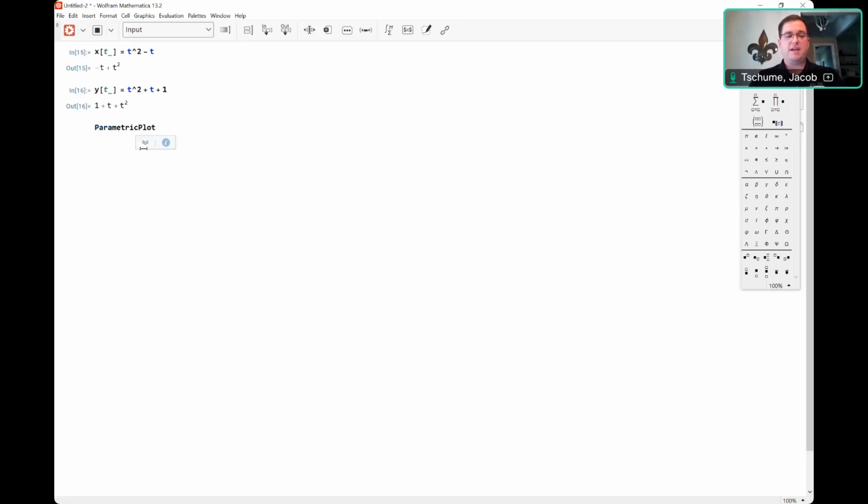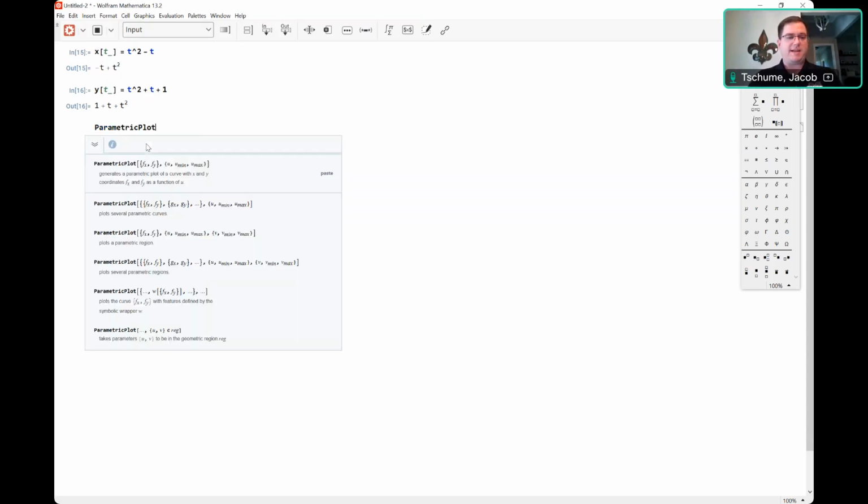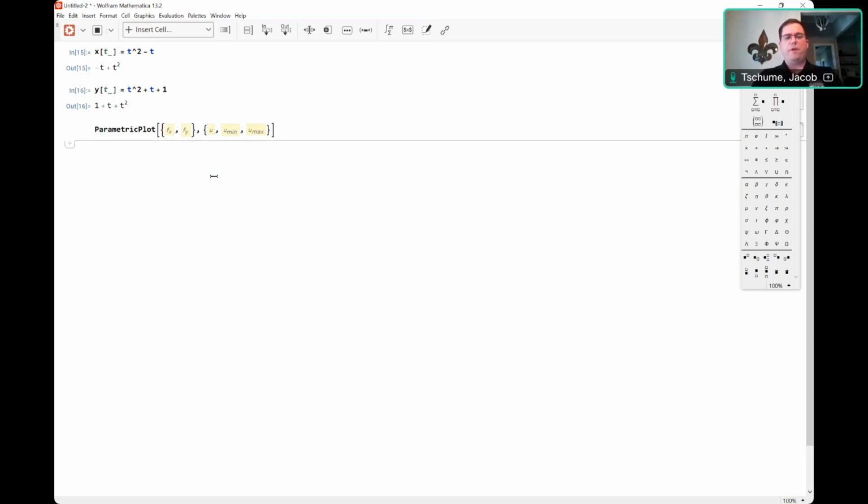So I'm going to click on that. I'm going to click on my double down arrow. And as I read the descriptions, it looks like the first one is the one I'd like to do. It says it generates a parametric plot of a curve with x and y coordinates, fx and fy, as a function of u. So let's click on that one. And what this built-in code is asking you for is it wants you to define what your x and y are. So you could either type these in explicitly as we did up here, or now that I've already defined my functions, I can simply do x of t and y of t.